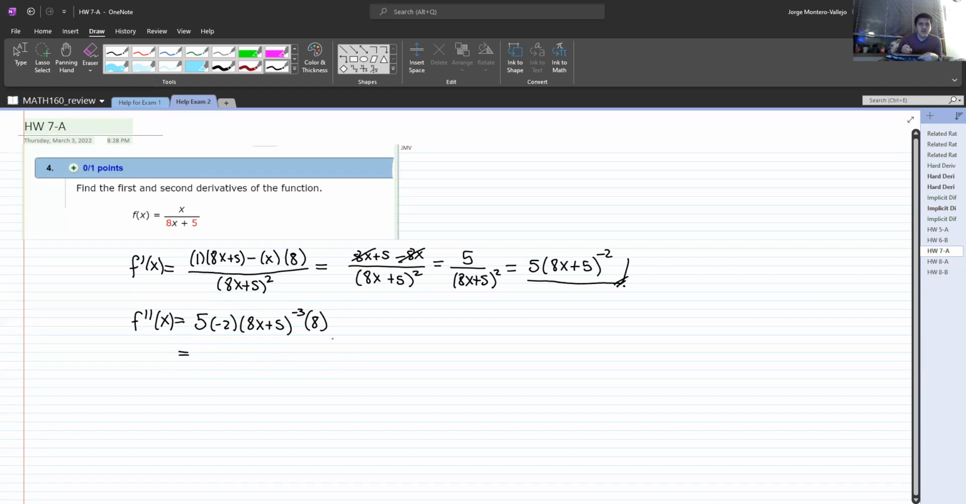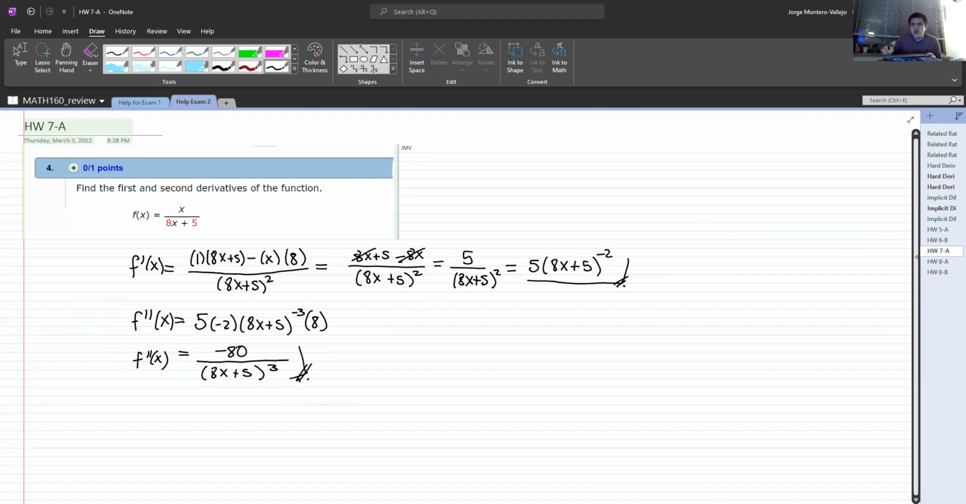And then you can finish multiplying the numbers. 8 times 5 times negative 2, that's negative 10, times 8, that's negative 80. Negative 80. And then you can send the negative power back to the denominator. So (8x + 5) cubed. And that will be your second derivative. I don't think you can do any more simplification. All right, so that's it.